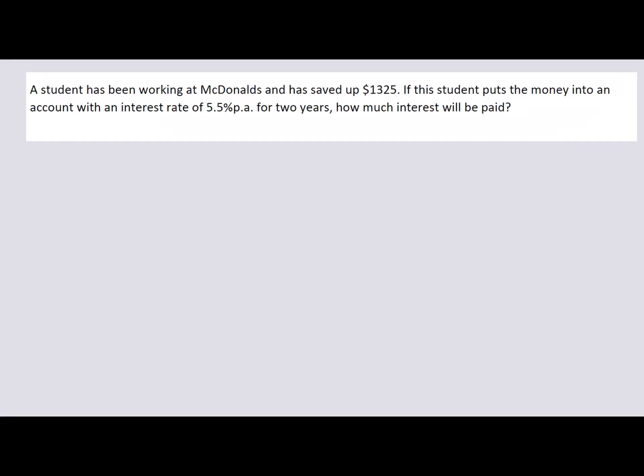Okay, so stop your video and have a go at this first question. Okay, I hope you've done that. So the student has been working at McDonald's and has saved up $1,325. If this student puts money into an account with an interest rate of 5.5% PA, remember PA means per year, for 2 years, how much interest will be paid? So quite an easy question here. Use the formula. Interest is equal to the principal times the rate of interest times the number of times you get paid interest.